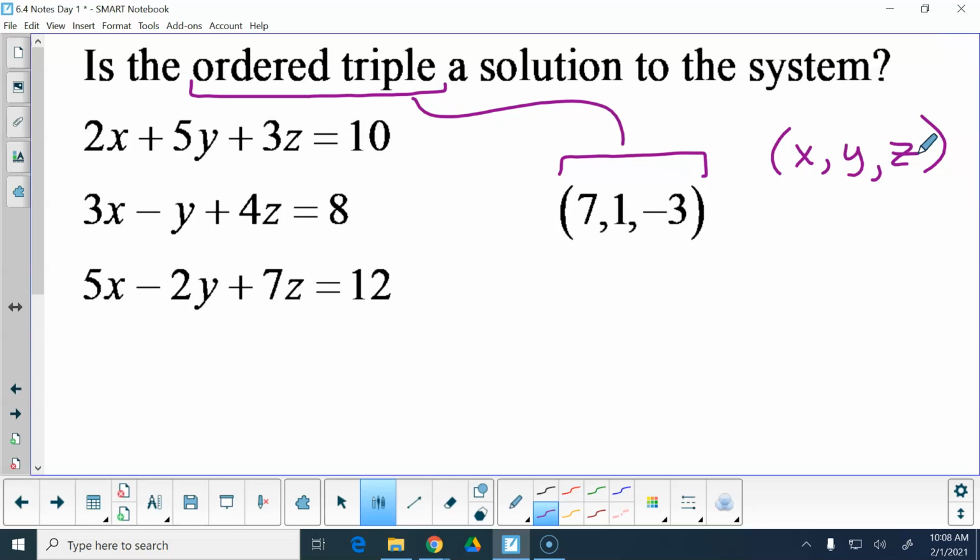Okay? So if your problem is x, y, z, your ordered triple is just that, x, comma, y, comma, z. If your problem is a, b, c, then it's a, comma, b, comma, c, and so on and so forth. Okay? So is the ordered triple a solution to the system? How would we find that out? How would we figure out if that ordered triple is a solution to the system?